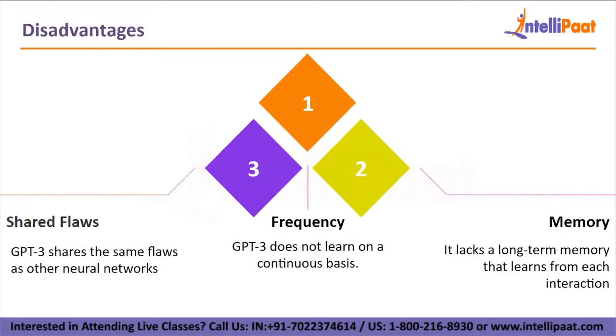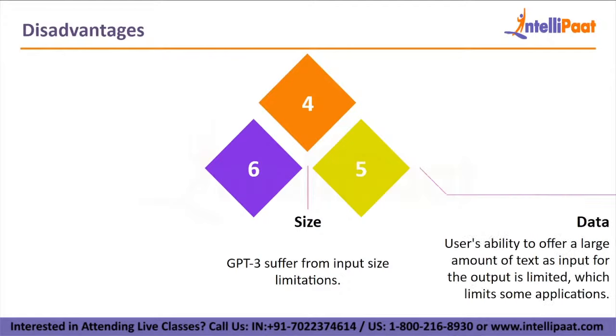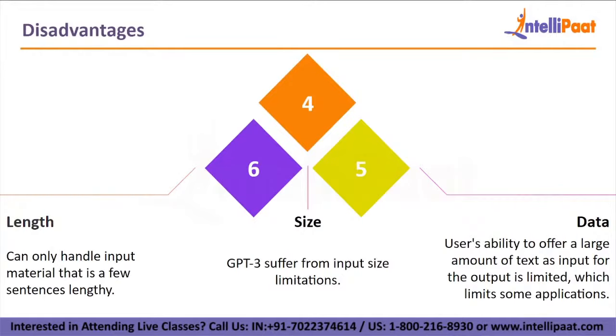Furthermore, GPT-3 shares the same flaws as other neural networks in terms of explaining and interpreting why particular inputs result in specific outputs. Furthermore, the transformer topologies, of which GPT-3 is one, suffer from input size limitations, as users' ability to offer a large amount of text as input for the output is limited, which limits some applications. GPT-3 in particular can only handle input material that is a few sentences lengthy.